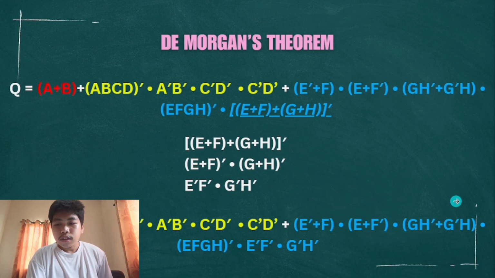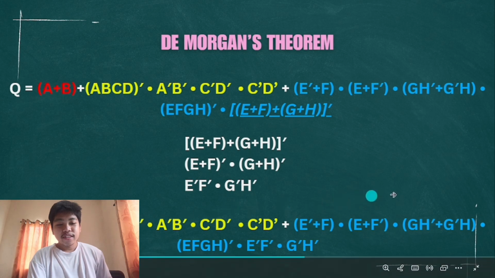Okay. Now, the term GH' plus G'H and AFGH' is already in simplified form, so we leave it as it is and jump to the last term, which is A plus F plus G plus H'. And still we will apply De Morgan's theorem. So this term now becomes A'F' times G'H. So this is our updated term.